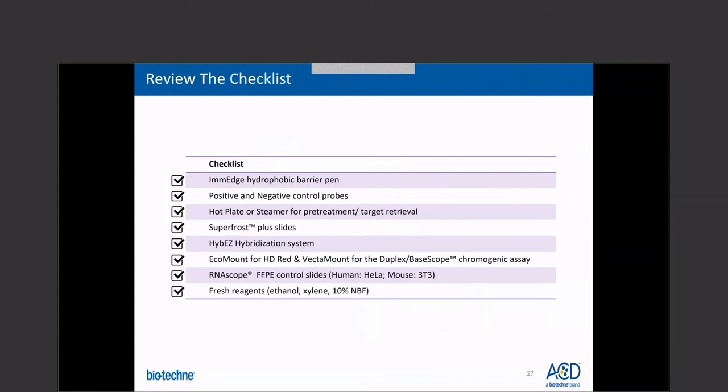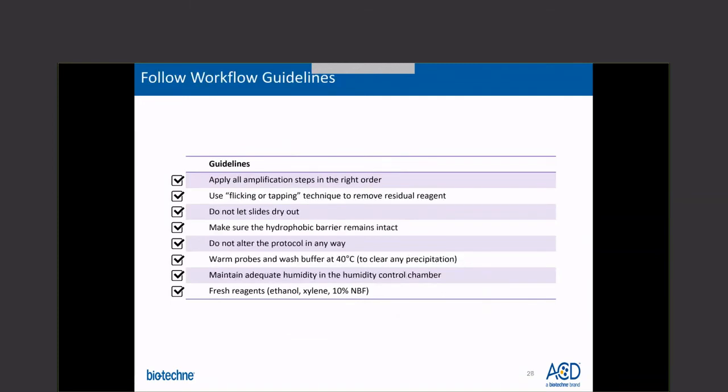On this checklist are some of the key components that can help ensure your success with the RNAscope assay. For example, using SuperFrost Plus slides only, using the HybEZ hybridization system, etc. We also have some recommended general guidelines, such as once you begin the assay, do not let the slides dry out, and warm probes and wash buffer at 40 degrees centigrade in case you see precipitation, etc.